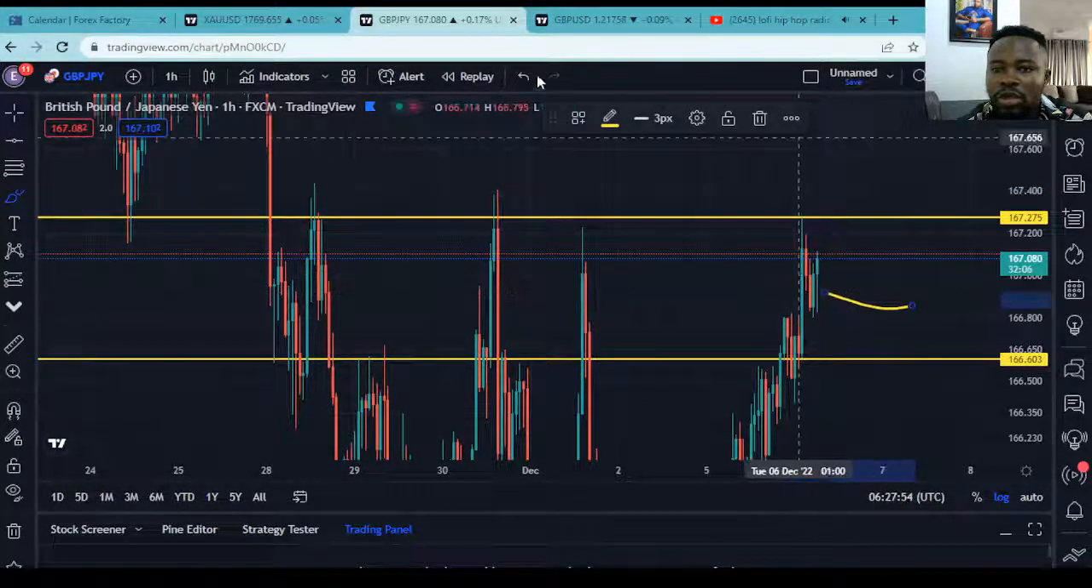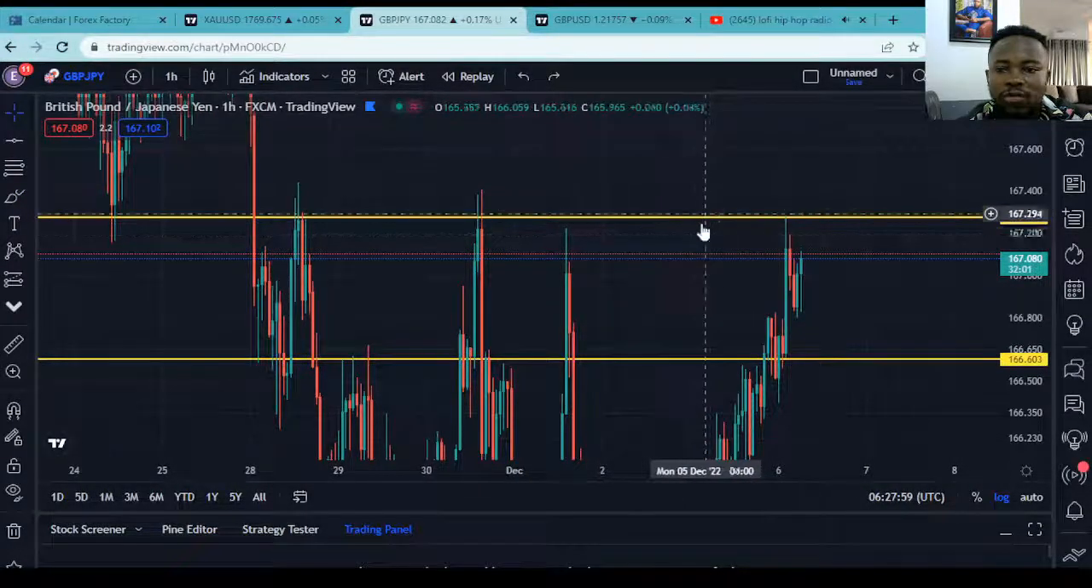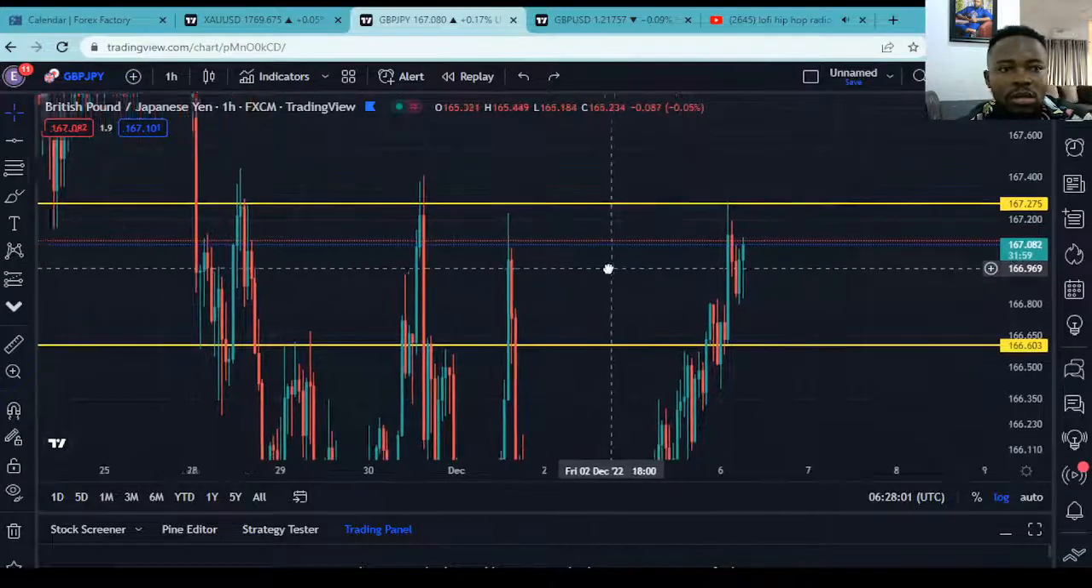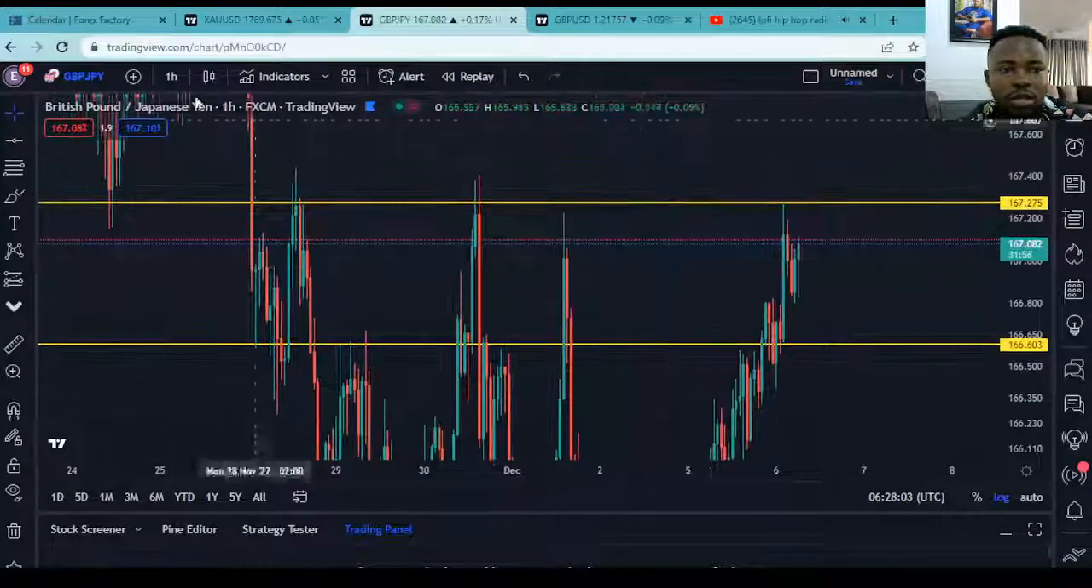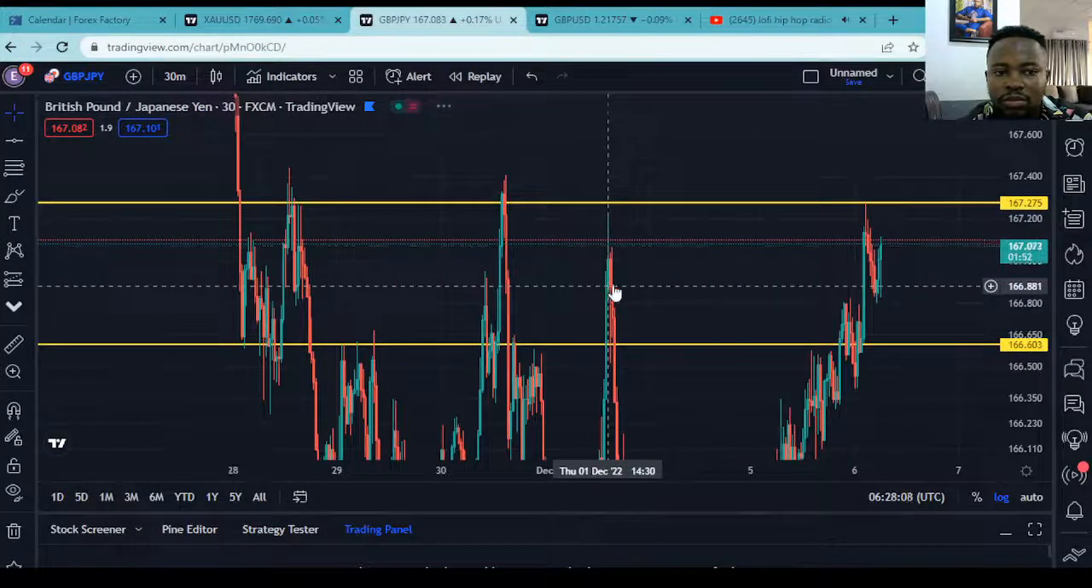And since we are bullish right now, we are bullish on the high time frames, I think waiting for buys above here is better on GBP/JPY. Let's identify this on the smaller time frame. Let's go to 30 minutes time.